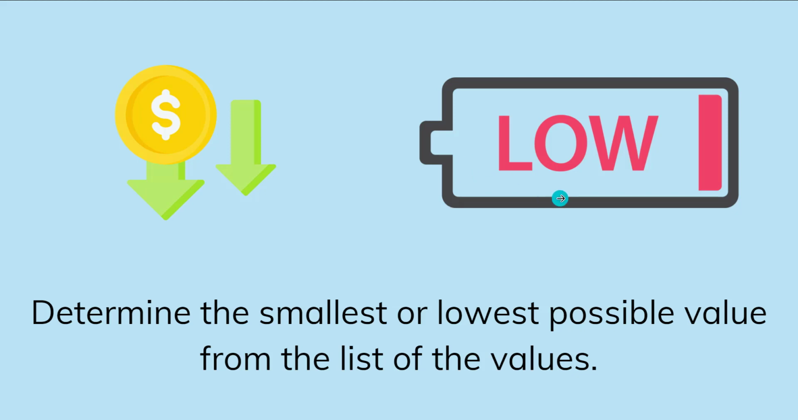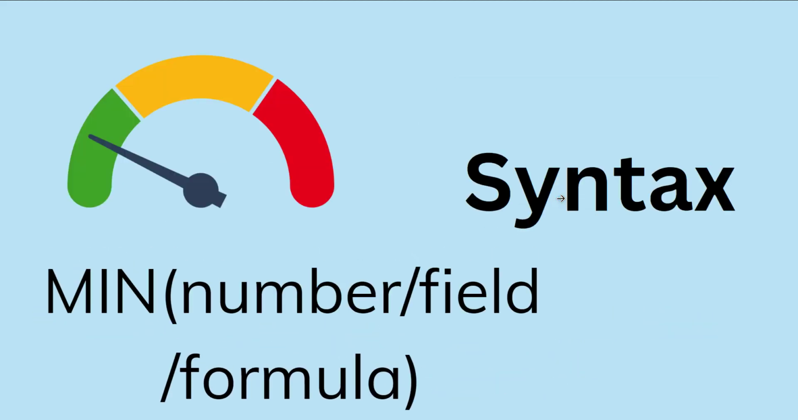If we talk about the syntax of this minimum function, it is given on your screen. Here we have min as a function, and we are passing the values to this function whose minimum or lowest value we want to find out. So now let's proceed and learn how we can use this minimum function in Salesforce Lightning in the formula fields.